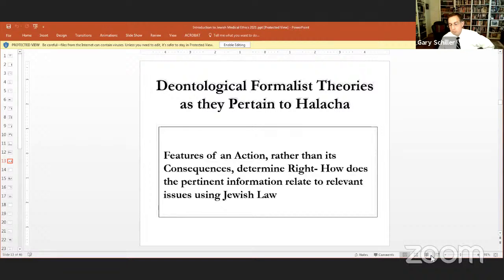But in terms of making an ethical decision, it's very helpful to look at 2,500 or 3,000 years of theory as well as practice, and how the rule and pertinent information are relevant to the case in using Jewish law. And I remind you again that these are the elemental approaches to the process of trying to make an ethical decision using halakha.